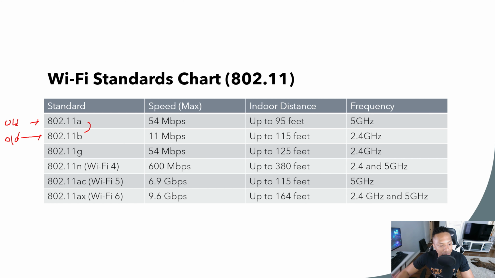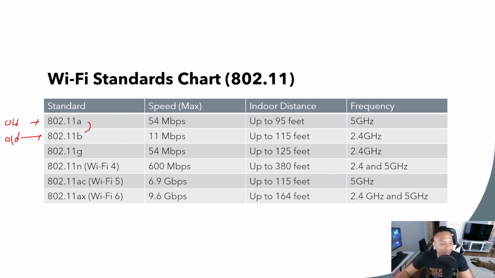So 802.11g is also going to be 54 megabits per second, up to 125 feet. But as you can see, it uses 2.4 gigahertz. So it's pretty much an upgrade from 802.11b. As you can see in this chart, I didn't put 802.11a as Wi-Fi 1. I didn't put this Wi-Fi 2, Wi-Fi 3.